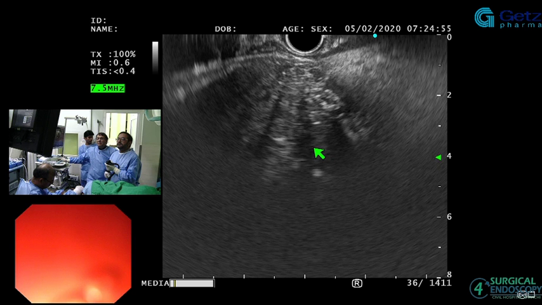Adenocarcinoma doesn't grow up to 11, 12 centimeters. So this is, you really don't see any.